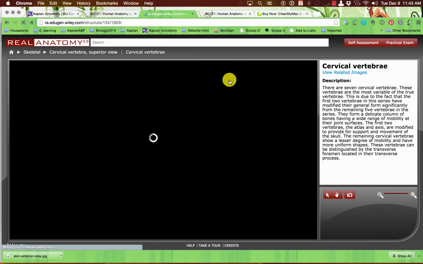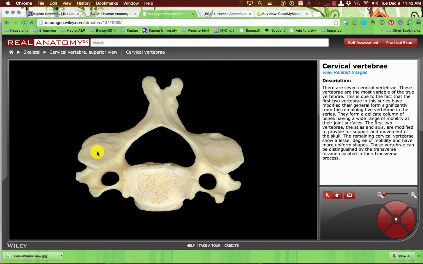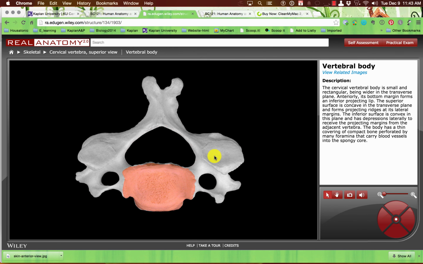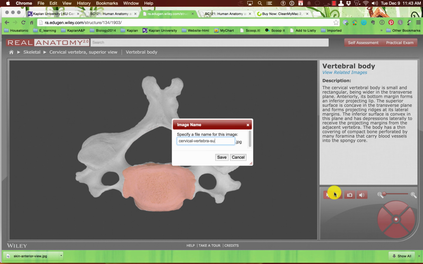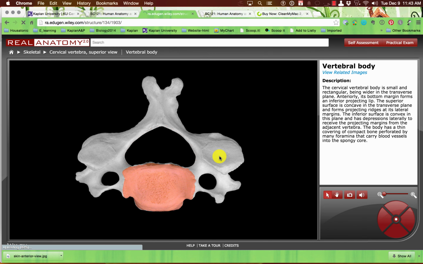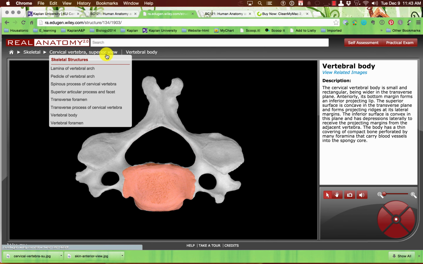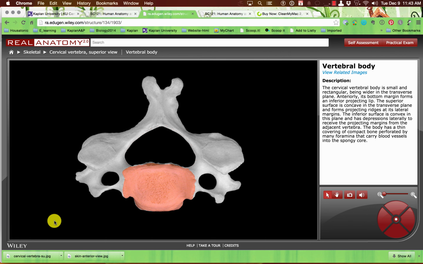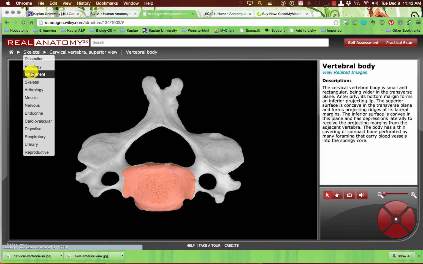Well, I want you to see that you have to move it around. You can see it lands on different parts. Look here, then look here. And then you can also take a picture of it, save it, and you have it. What I did is that's the cervical vertebra superior view, so it gets saved as that. You can save that on your computer. So I want you to move around and play. That's the only way you're going to learn.